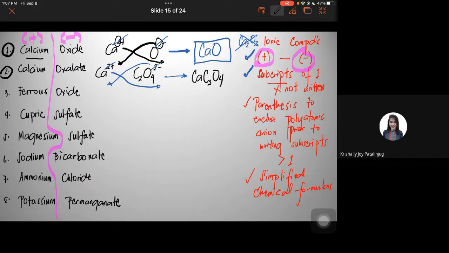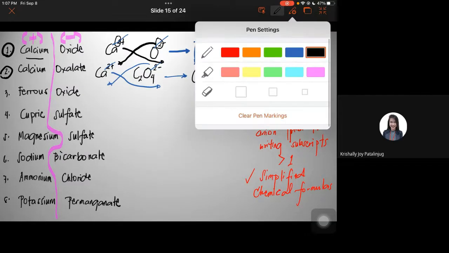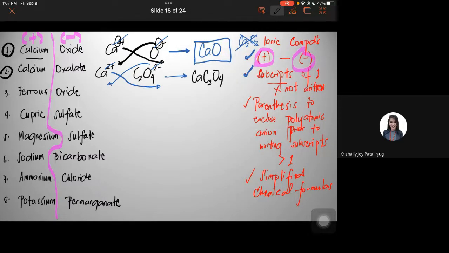Okay, so again, the subscript of 1 is not written anymore. Next, ferrous oxide. So let me write it. Ferrous is an ion of iron with a charge of 2 plus. Recall it's the traditional name of iron 2. That's also equivalent to iron 2. And then oxide again is O2 negative.